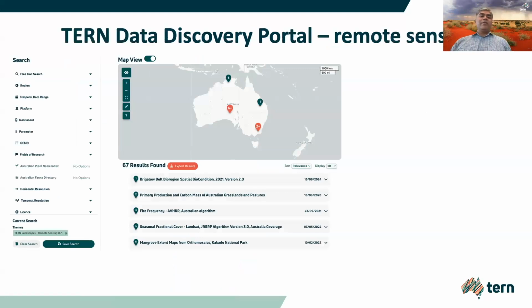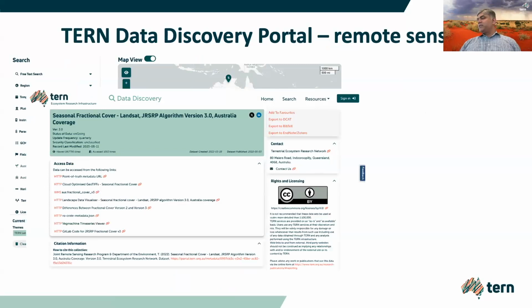Okay, so just to give an example, if I'm searching where I click on the remote sensing one, and then there was a seasonal fractional cover. This is basically the joint remote sensing program in UQ, in collaboration with the Queensland government and New South Wales government, who derived this product. So this is around a 30-year time series data set. You can click on that one.